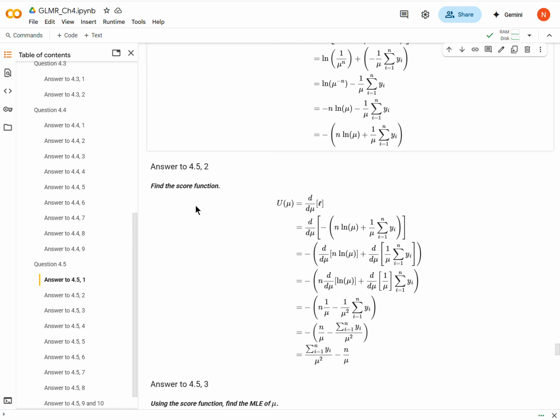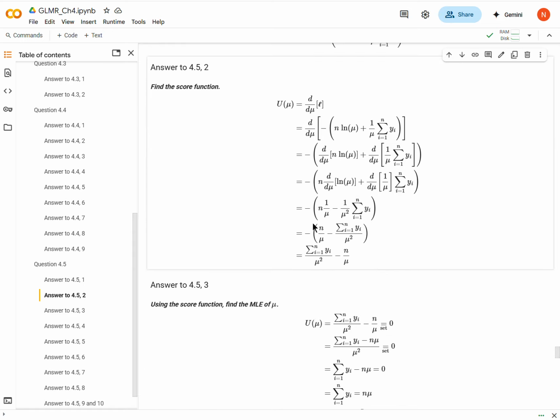Okay, so now we go to the score function. So what is the score function? The score function is simply the first derivative of the log likelihood. And so we take the first derivative with respect to our parameter of interest, here mu, of what we found as the log likelihood, and we churn through that, and we get this expression. Or maybe this one, somewhere along the line. These are all equivalent, but this is where I simplified it to.